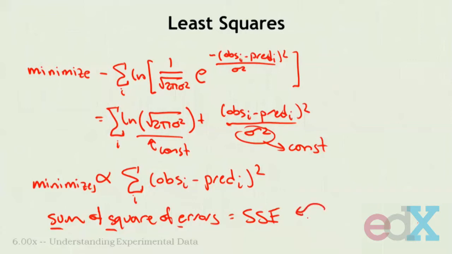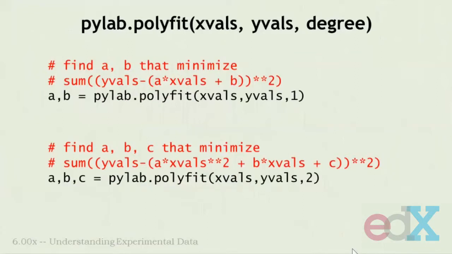And we actually have a nickname for this, as we often call this, as a shorthand, the least squares. Finding the values of the parameters for the prediction that minimize the sum of the square of the errors is a very common thing to want to do to data points. And in fact, PyLab has a built-in procedure that will do that for us. It's called polyfit. Let me show you how to use it.